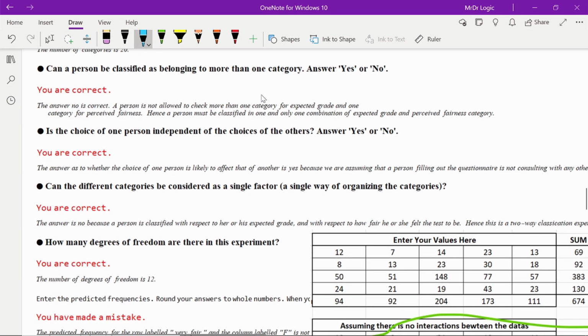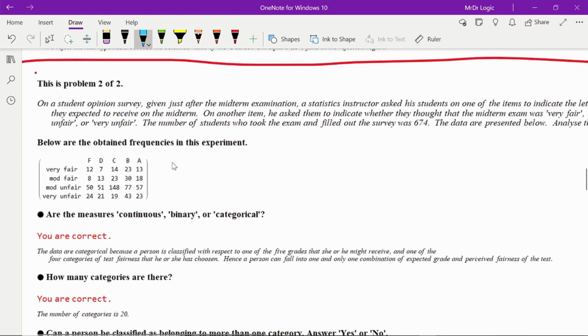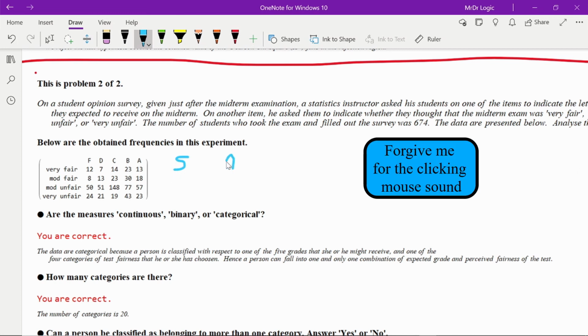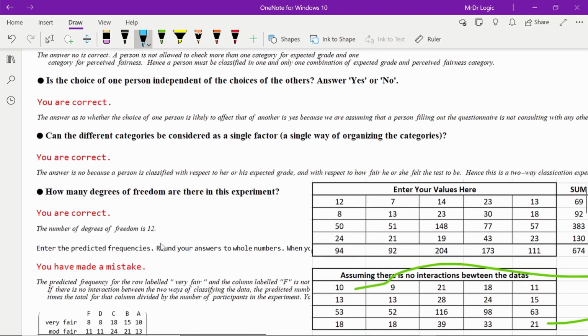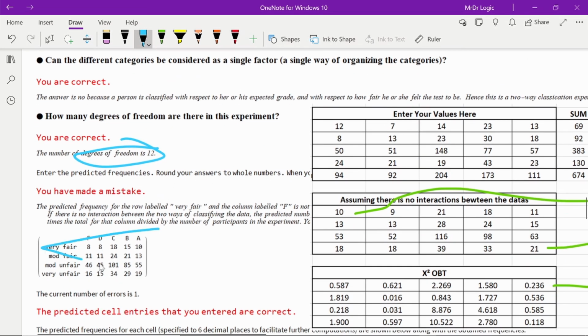Okay, and then how many degrees of freedom are there? Well, this is simple. Since there are 5 on this side, and 4 on the other side, you subtract 1 from each and multiply them. So we get 4 times 3, which is 12, equal to our DF. And if we scroll down, where's the DF? There's our DF. I included this bit because I needed room, and I also made a mistake unintentionally.